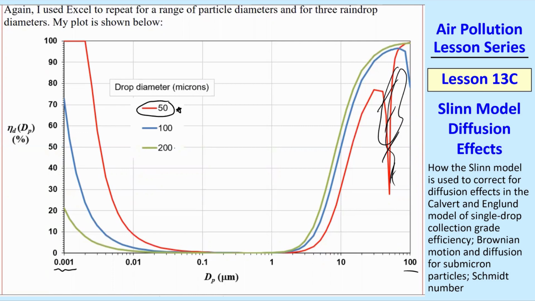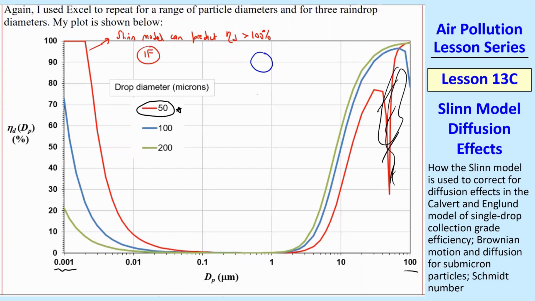One comment that you'll see here is that the Slinn model also has some problems. For very, very small particles, the Slinn model can predict A to D greater than 100%. That's just how the equations turn out. So it's good to use if statements in Excel. If it's greater than 100, just set it to 100. What does that mean physically? How could you have 100%?